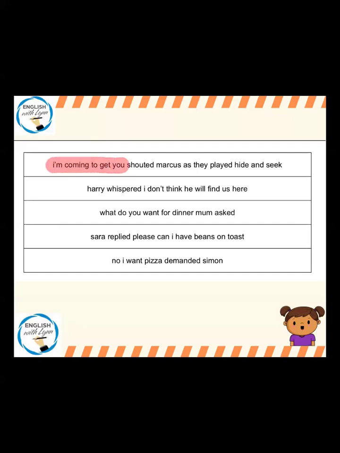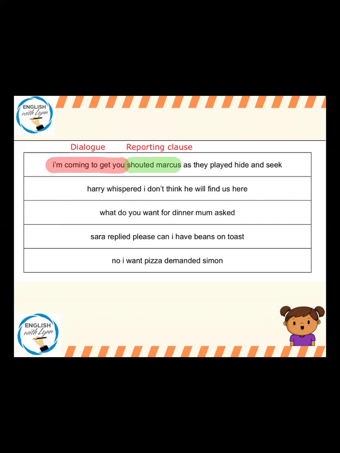I'm coming to get you. So that part there is the dialogue. Okay. Now, shouted Marcus, that part of the sentence is the reporting clause. It tells me who is speaking. So I've got my dialogue, I've got my reporting clause. As they played hide and seek, that is just the subordinate clause that says what they're doing.